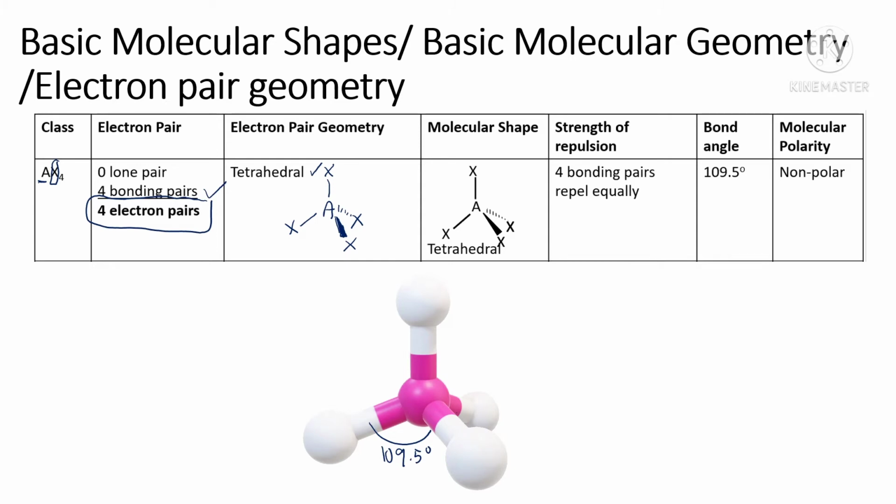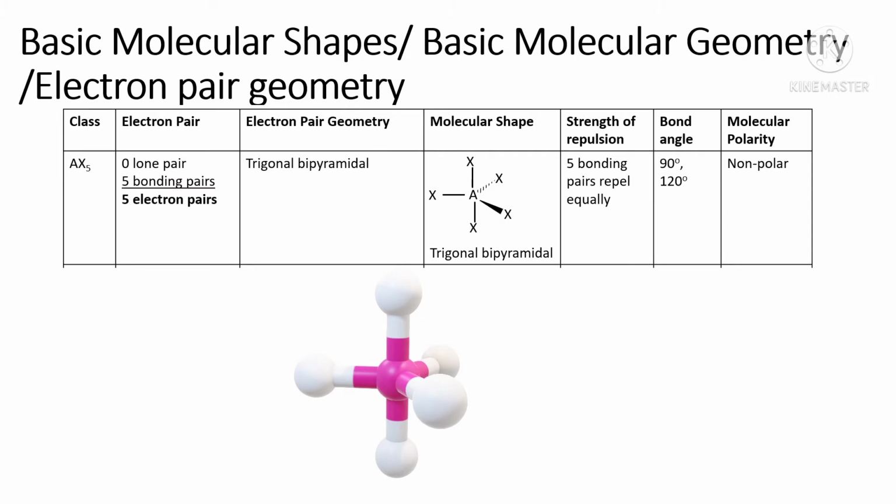And the type of repulsion involved is only bonding pair repulsion, and the 4 bonding pairs will repel equally to give the molecular shape tetrahedral based on the electron pair geometry or basic molecular shape tetrahedral, due to having 4 bonding pairs only around the central atom.